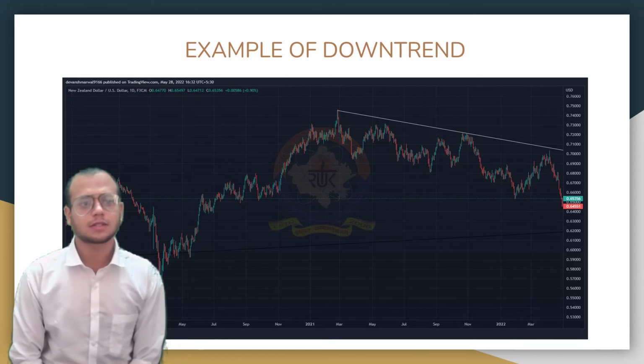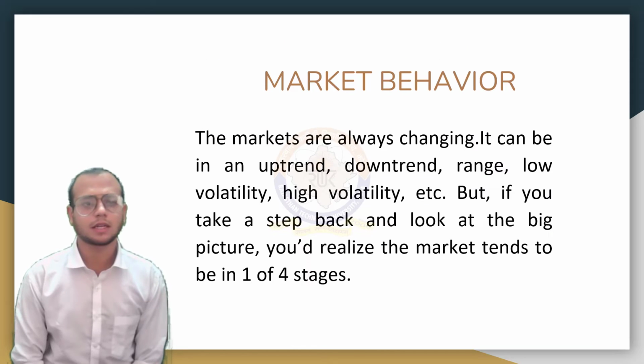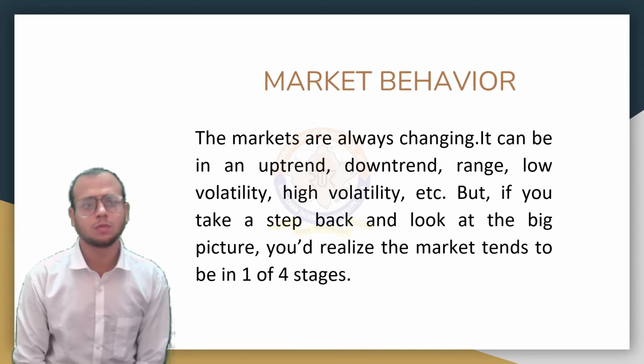So let's move on to the next topic, market behavior. Markets are always changing. It can be an uptrend, downtrend, range, low volatility, high volatility, etc. But if you take a step back and look at the big picture, you realize the market trend is in one of four stages.